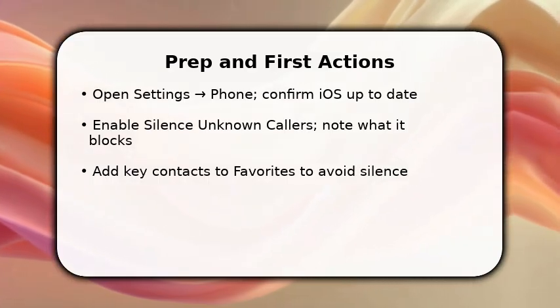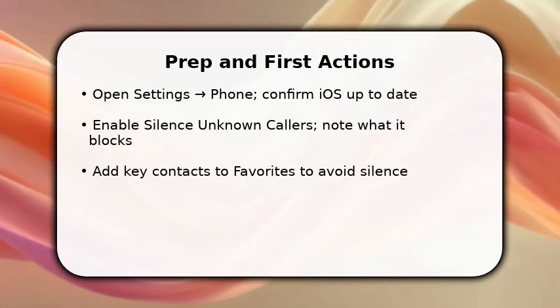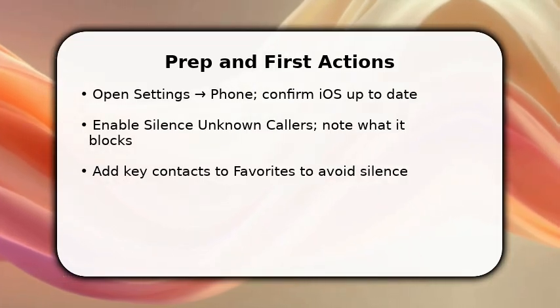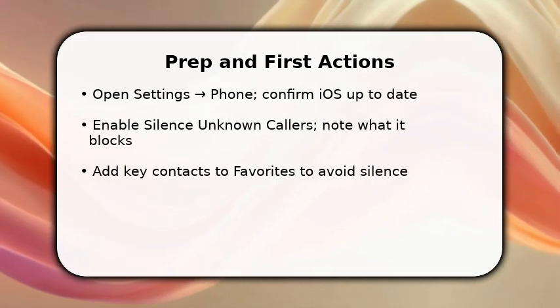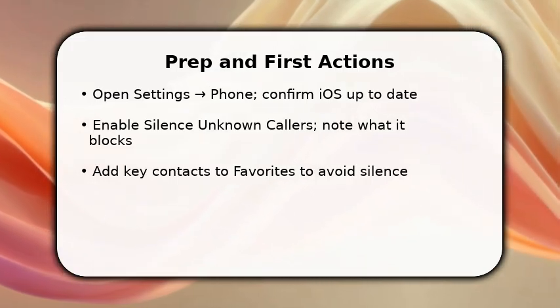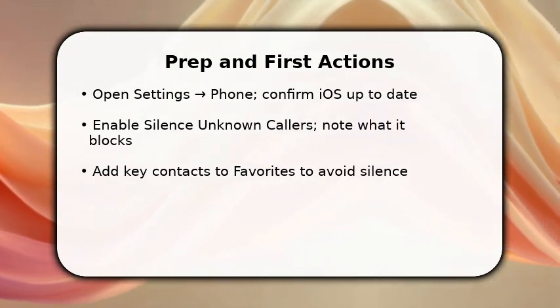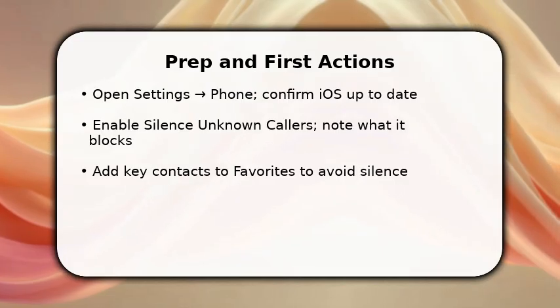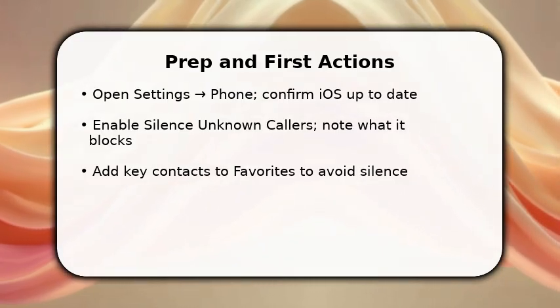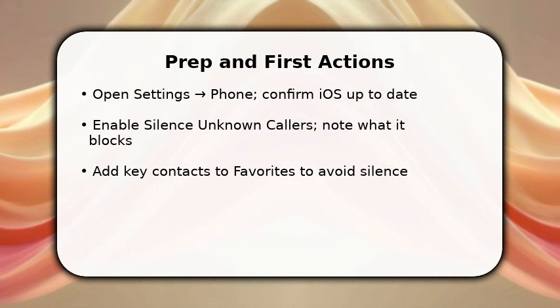Once in Phone, enable Silence unknown callers to send non-contacts to voicemail. This immediately cuts scripted spam. Make sure your important numbers are in Contacts or Favorites so they still ring. If you use multiple SIMs or eSIMs, check each line's settings. This sets the foundational behavior before adding filters or apps.